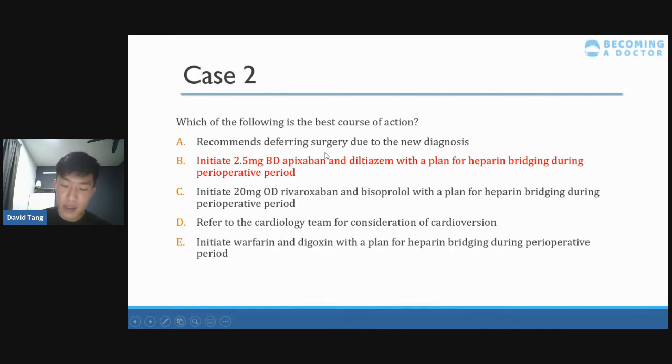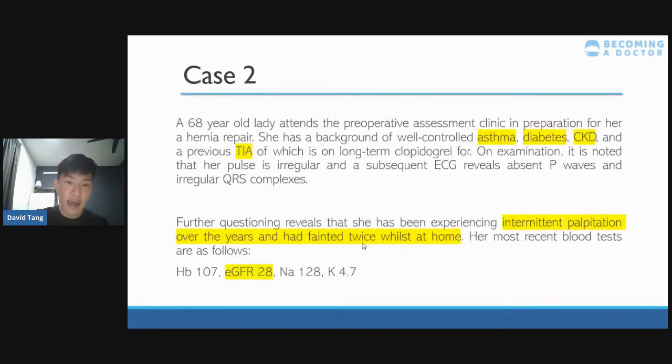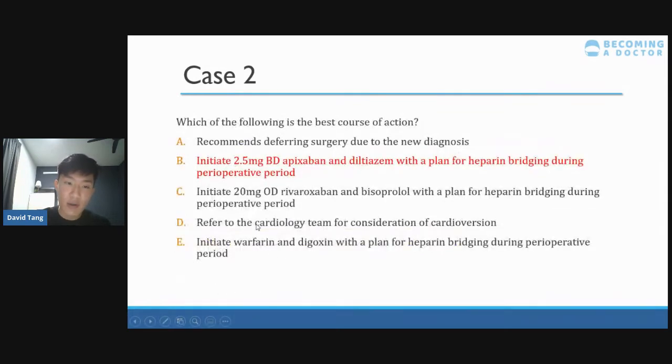Why apixaban? If we go back to the case, the patient has poor renal function. If you have poor renal function, rivaroxaban is actually not an option. But why not warfarin? It's because apixaban is easier for the patient. There are no INR blood tests. If you start a patient on warfarin, they need to come to clinic often, and they need to get their blood tests checked.